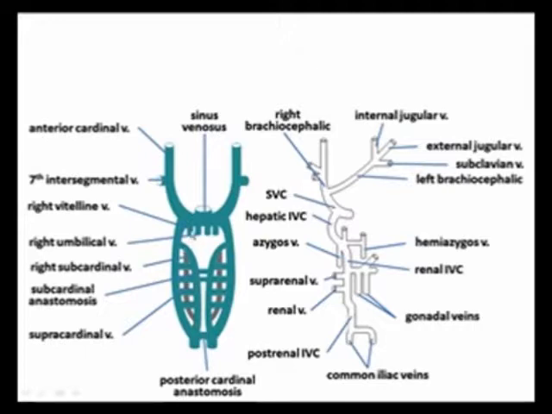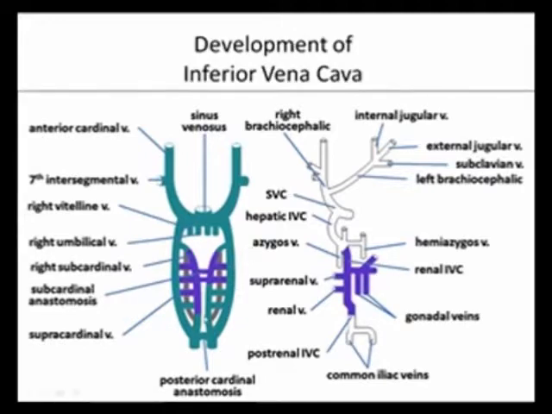The inferior vena cava is going to develop from four different sources. The first source is the subcardinal anastomosis of veins. These are the subcardinal veins, and on the right side they're going to give rise to what we're going to call the renal portion of the inferior vena cava. So the renal portion of the inferior vena cava is from the right subcardinal vein.